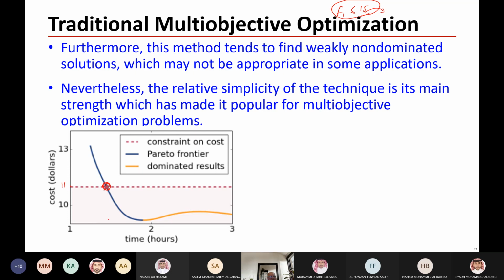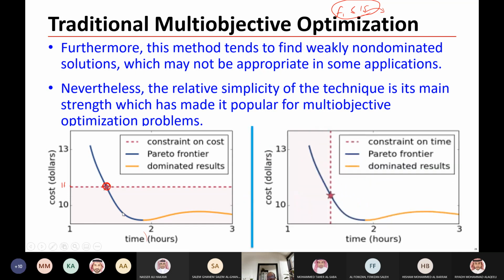And if you go to another objective and do the opposite, if you need to minimize the cost and the time is the constraint, you will get this one. The time is constrained, so time should be, for example, 1.5. So we will end up with this solution, and so on. Of course, you can get this one, you can get this one, and so on. If you relax it more, you can move left and right.